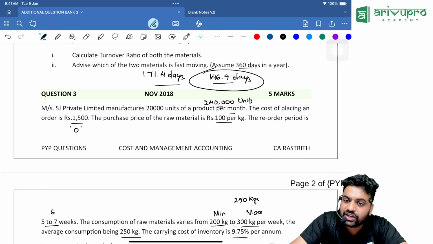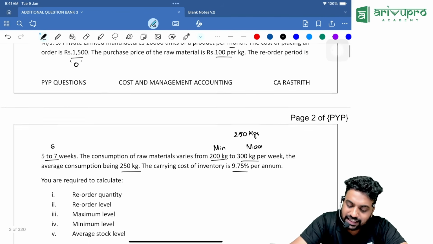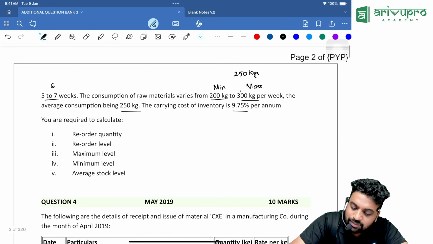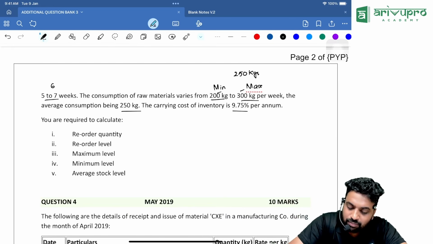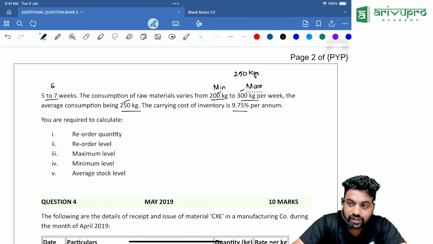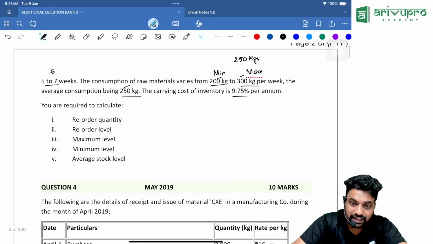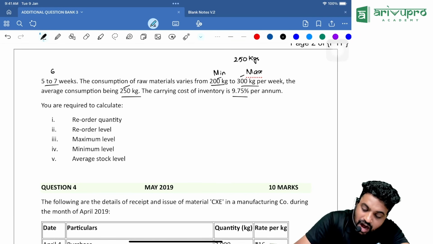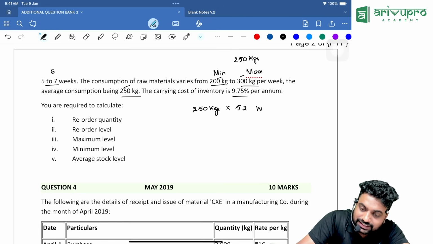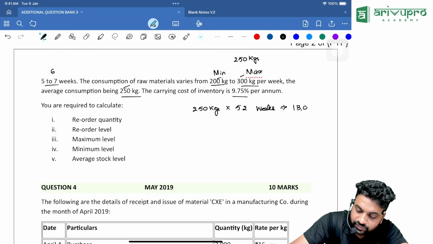Okay, sir, in this scenario, what we can do? Guys, can I tell one thing? Every week, maximum we are consuming 300, minimum we are consuming 200, average we are consuming 250 kgs every week. Can I tell in a year, on an average, that is in 52 weeks, I am consuming 13,000 kgs.